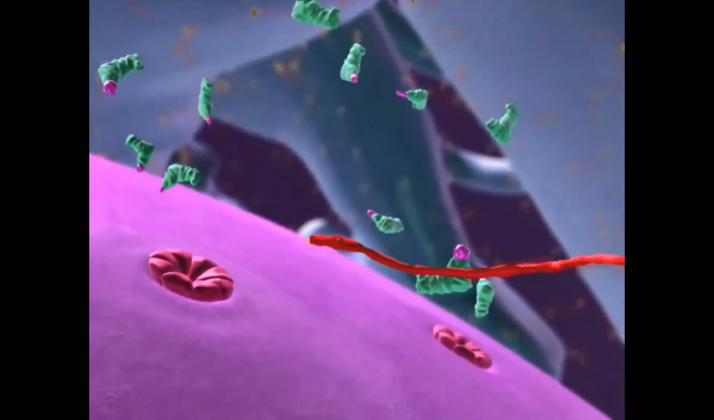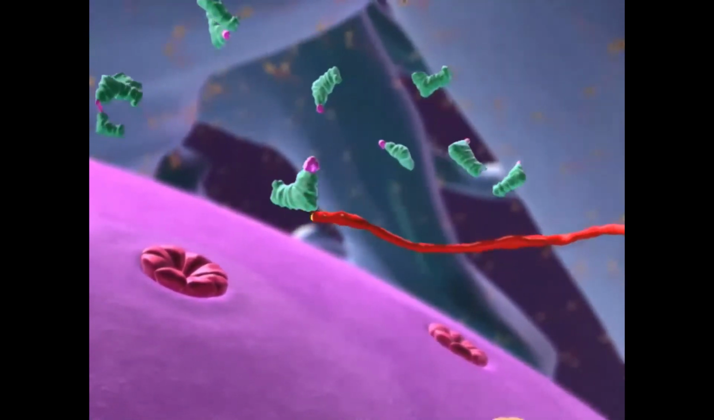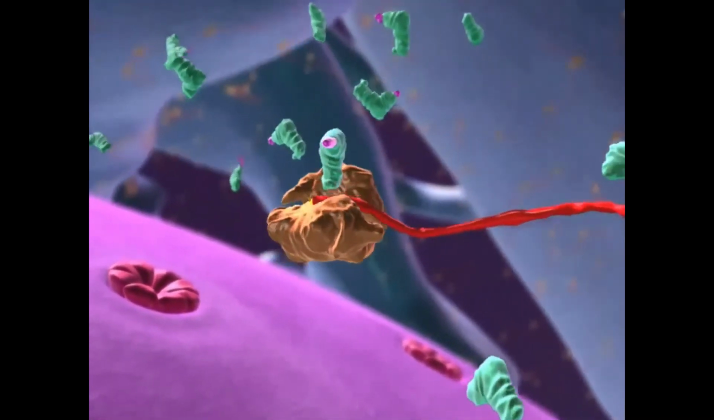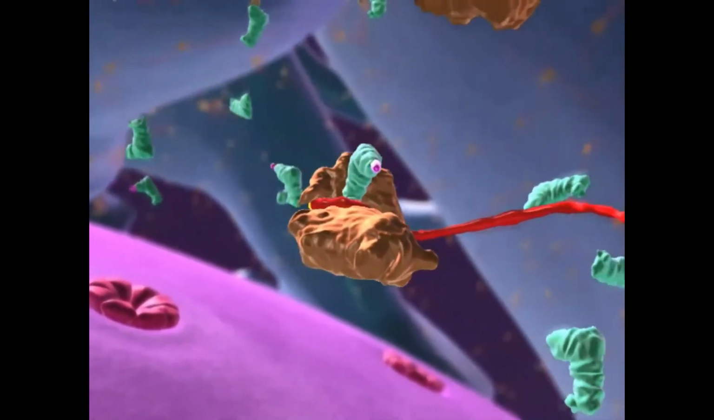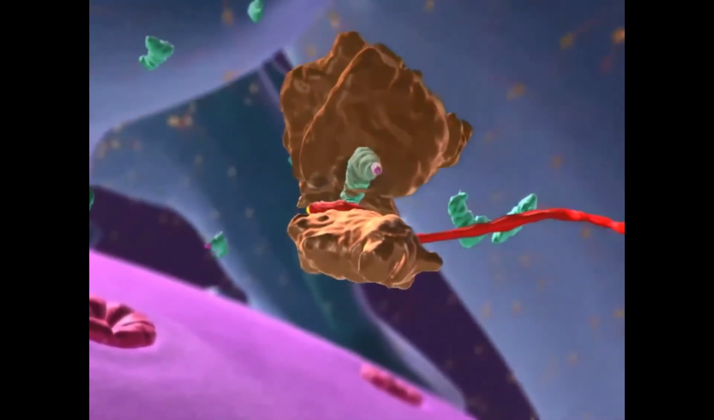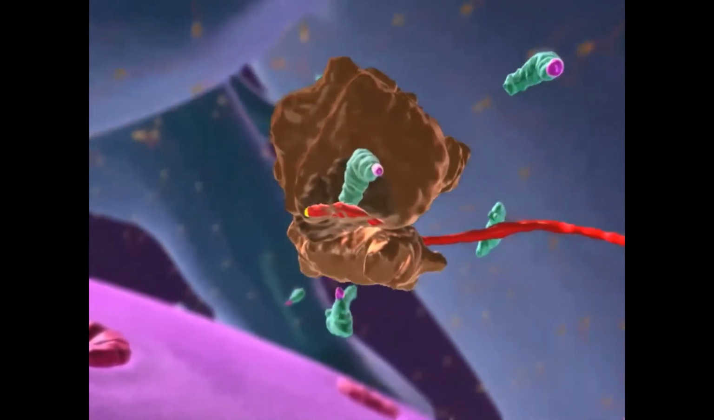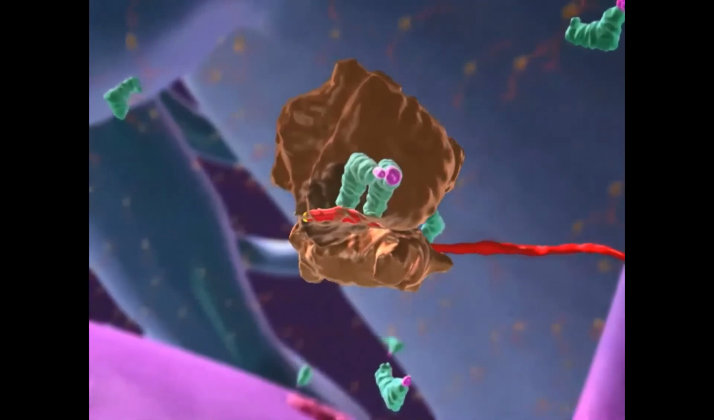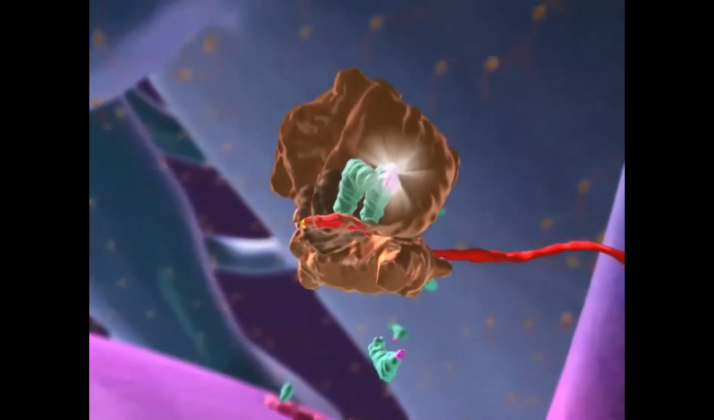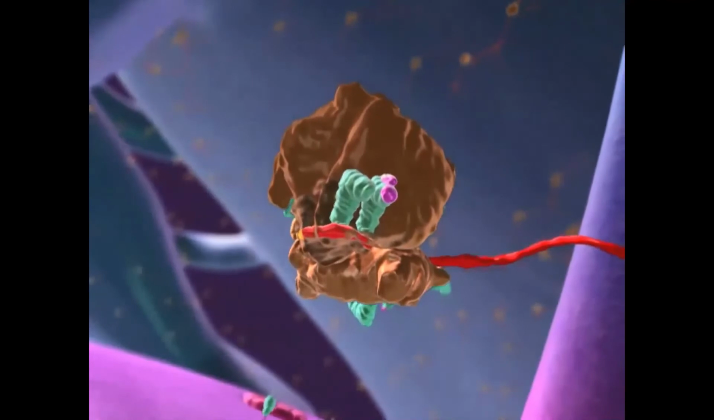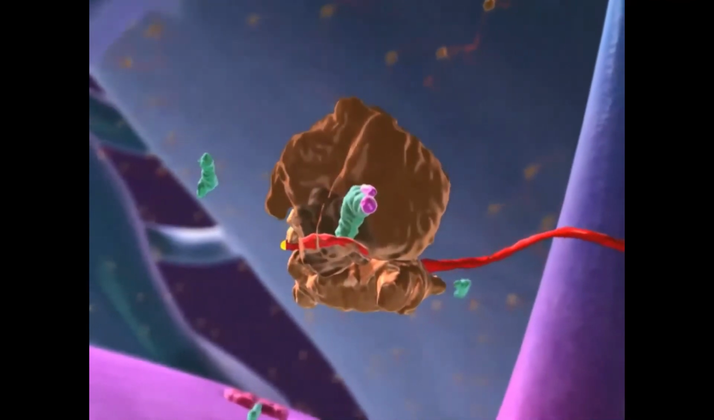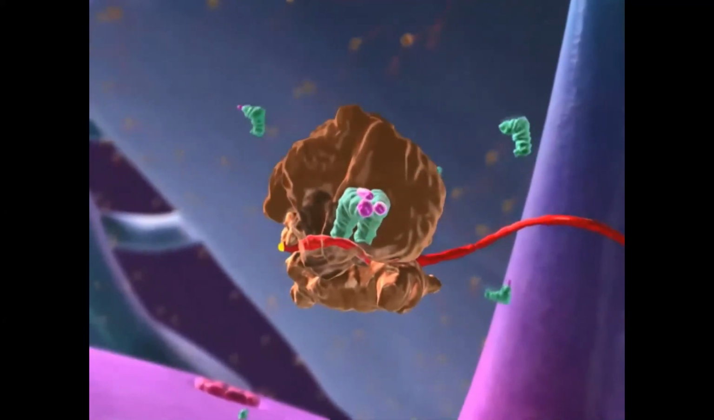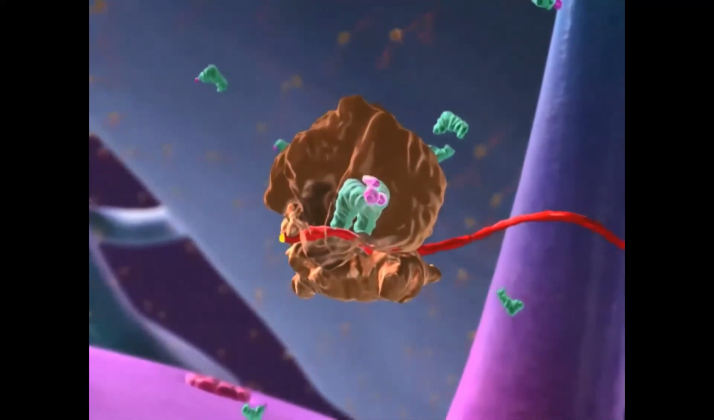First, a transfer RNA, tRNA, arrives, carrying a specific amino acid. The small subunit of a ribosome attaches to the mRNA. Now, the large subunit of the ribosome attaches. A second tRNA docks, bringing another amino acid. The ribosome helps to form a covalent bond between the two amino acids. The mRNA shifts, and the first tRNA leaves. A new tRNA brings another amino acid. The ribosome helps to form a new bond, and the process is repeated.